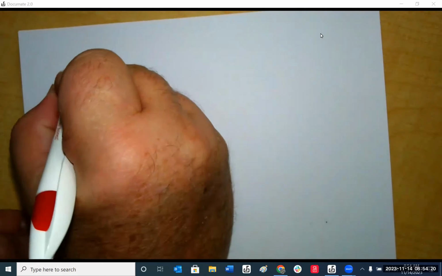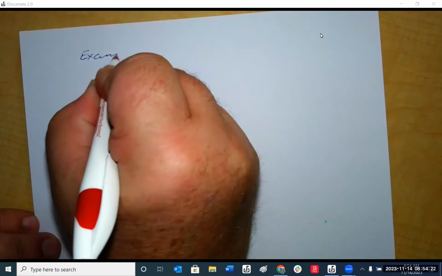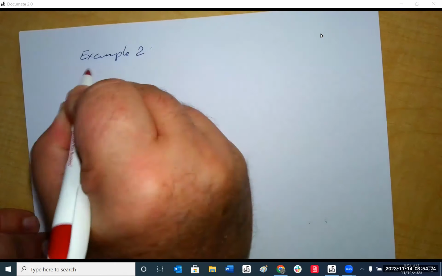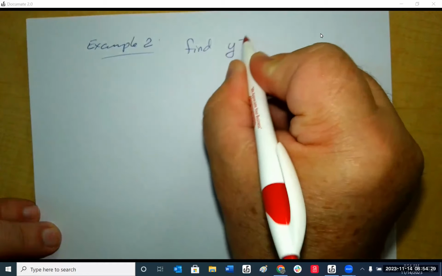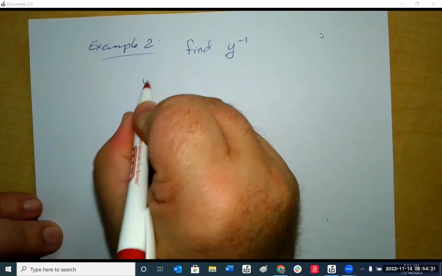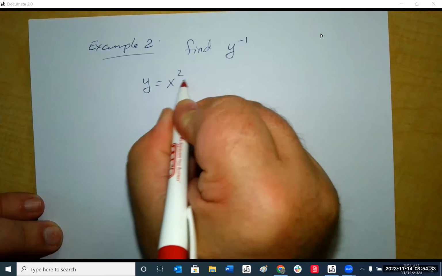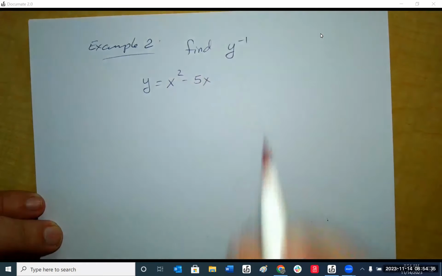Let's look at this. Let's look at example 2. Find the inverse. X squared minus 5x.